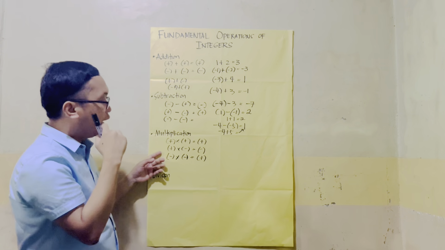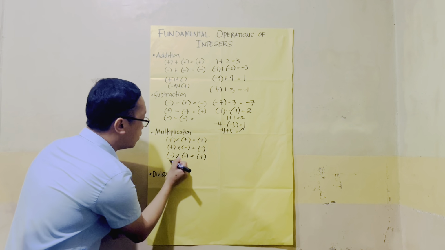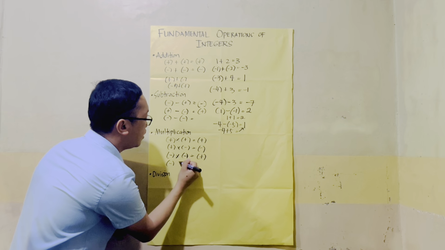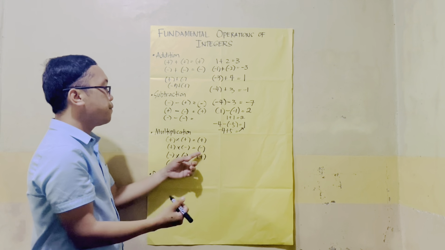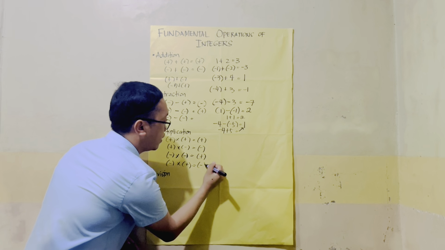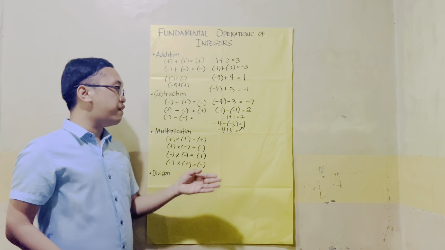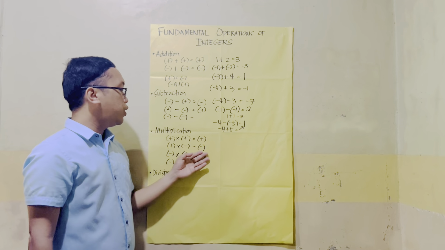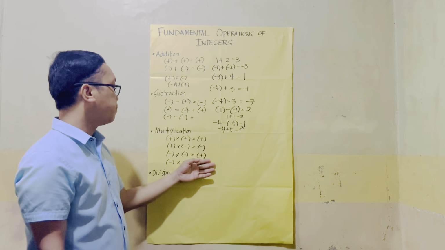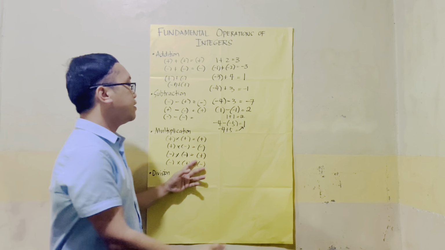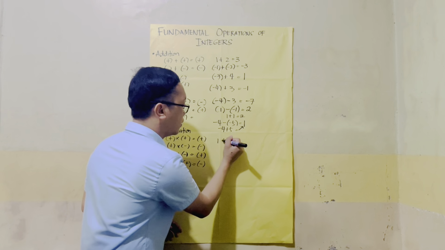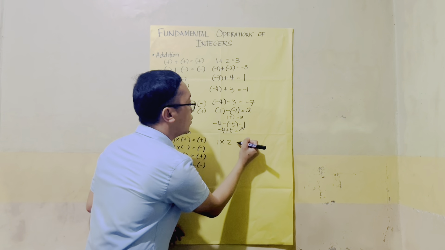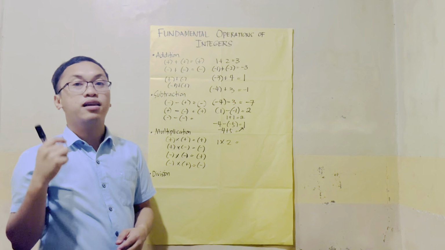And the last one, if we're going to multiply a negative number and then a positive number, it will yield a negative number. Once again, I'm going to provide examples so you will be able to understand it better. First one, let's say the first number is positive 1 times positive 2. The answer is 2.